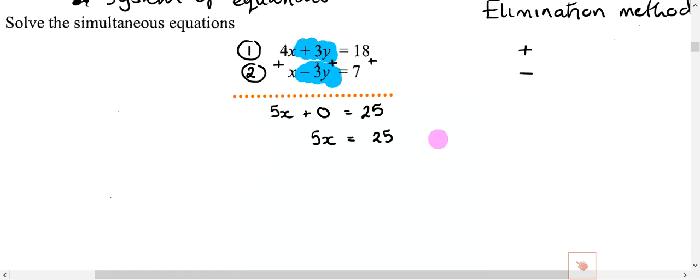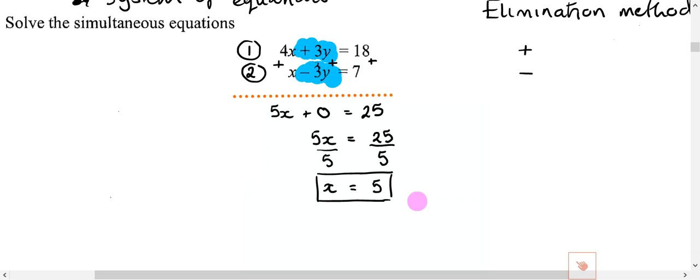What do we do next? 5x's, you split those up into individual x's, divide the 25 by those 5x's, and you get, well, each x must be worth 5. Okay? Done? What do we do next then?